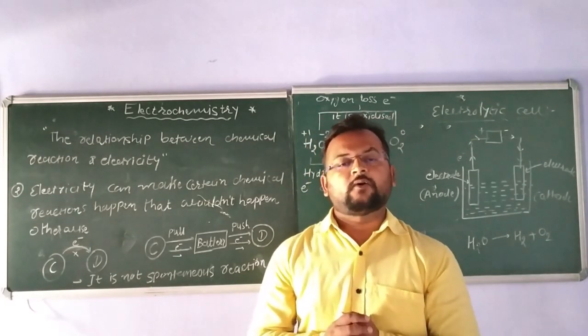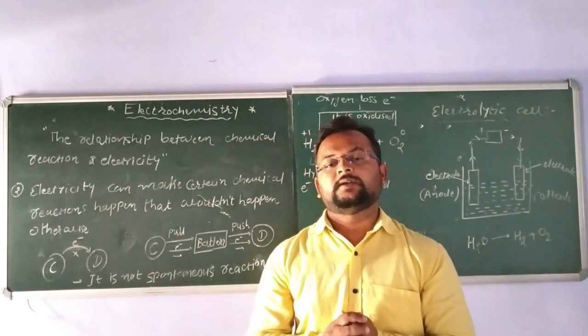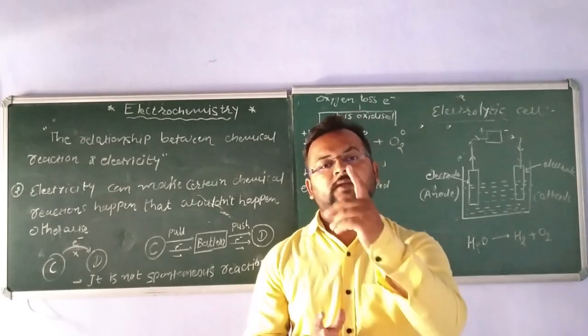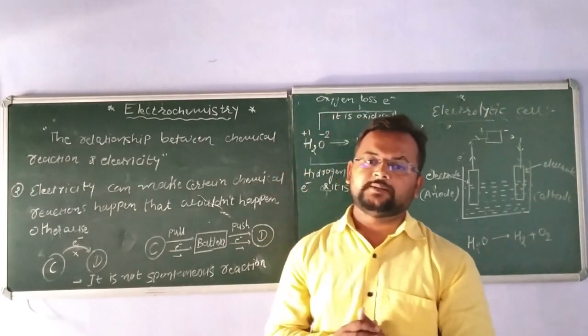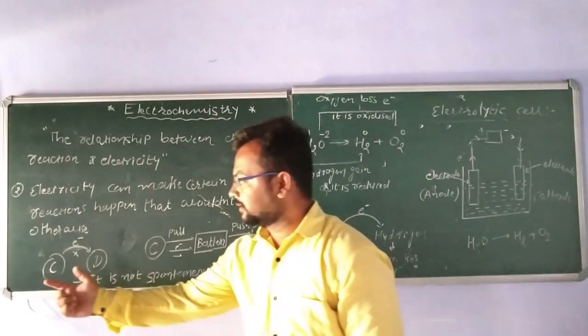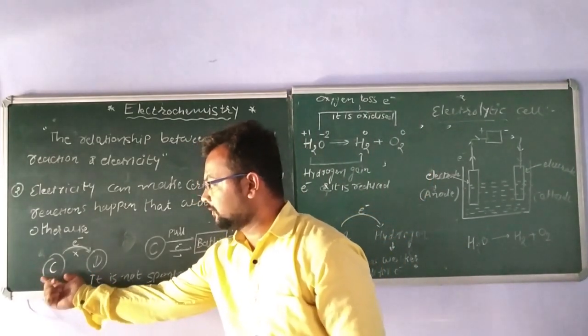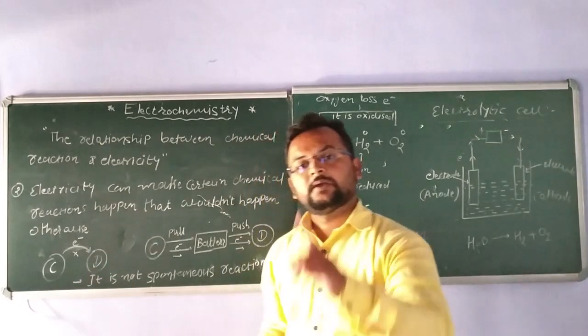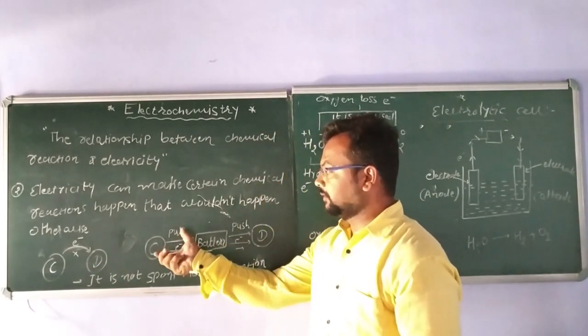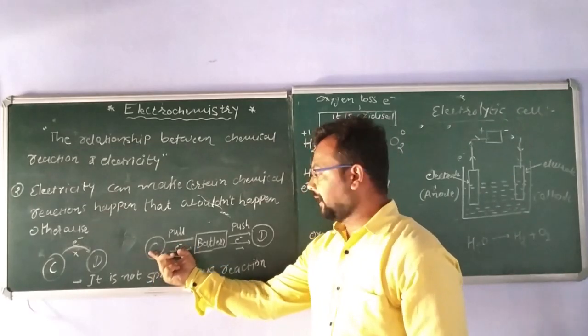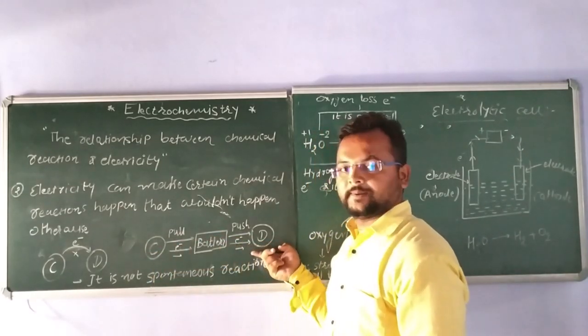Second possibility, electricity can make certain chemical reactions happen that wouldn't happen otherwise. For example, an oxidation and reduction reaction does not take place on its own. So it is not a spontaneous chemical reaction. So electron is not moving from element C to element D. Then we supply the battery. So the battery can pull the electron from C element and push it to the D element.